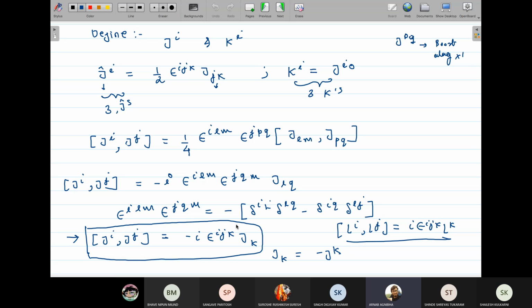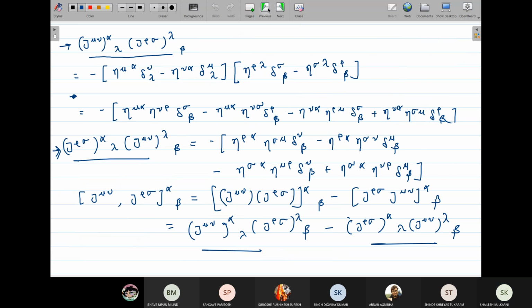Sir, we have this quantity k that we defined, J i0 equals K i. Does this K i represent boost in general? Yeah, K i represents the boost, right? So see how we define this K i. K i is J i0. So you concentrate on K1. K1 will be what? J10.